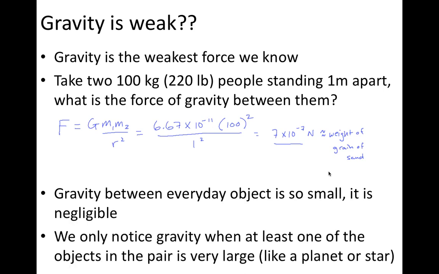We only really notice gravity when at least one of the objects in the pair is very, very large, like a planet or a star. And in our everyday lives, the source of that gravity is Earth. Earth has a very, very strong gravitational field. It's important that you understand that gravity is weak, but it's also important that you understand that gravity becomes rapidly weaker with the distance between the objects increasing.